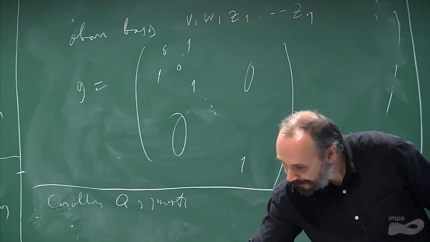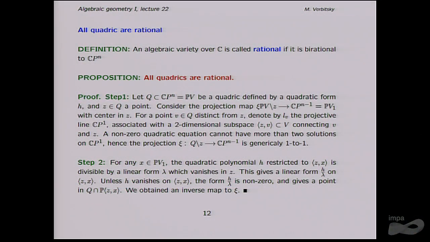Now let's discuss what happens. First, notice: what is the birational geometry of a quadric? All quadrics are rational. This would actually be an argument which proves that in dimension 1, a quadric is just CP1. The same argument will prove it. So, claim.